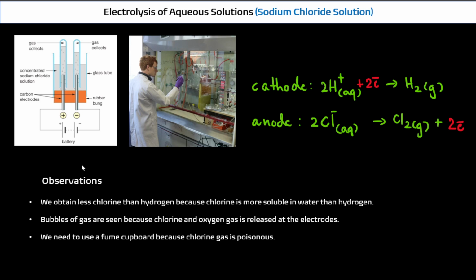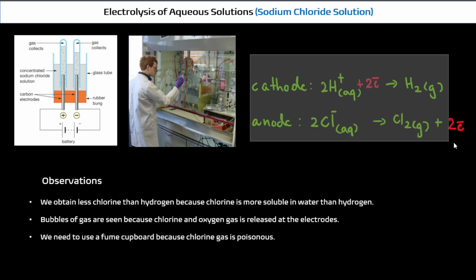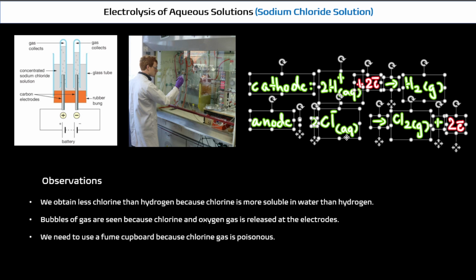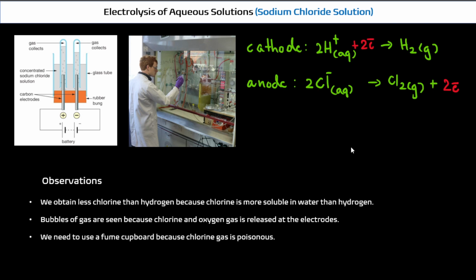So as for the observation of electrolysis of sodium chloride, we can see that we are going to obtain less chlorine than hydrogen. But before we get to this, let's take a look at this. How can we tell what amount of gas we are going to obtain? Alright, so it's very simple.